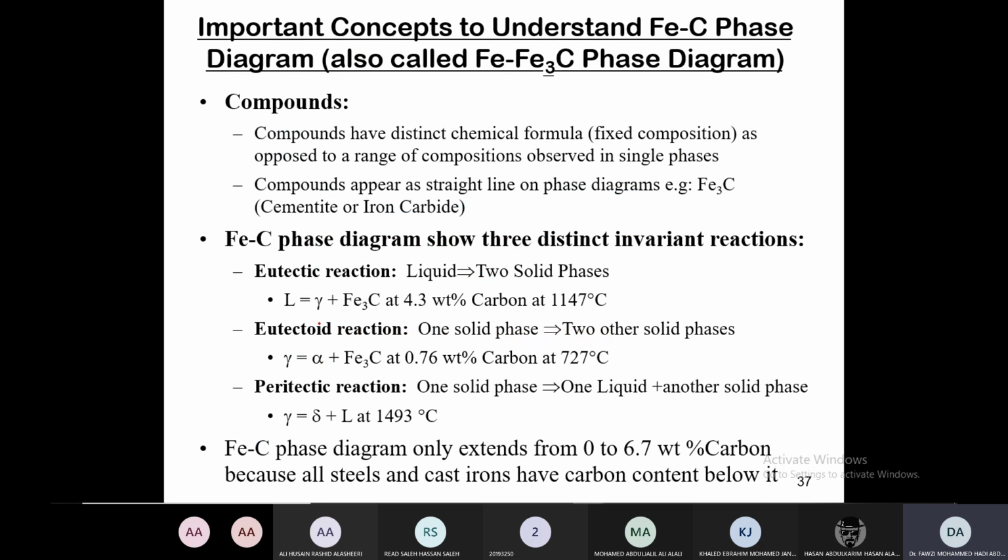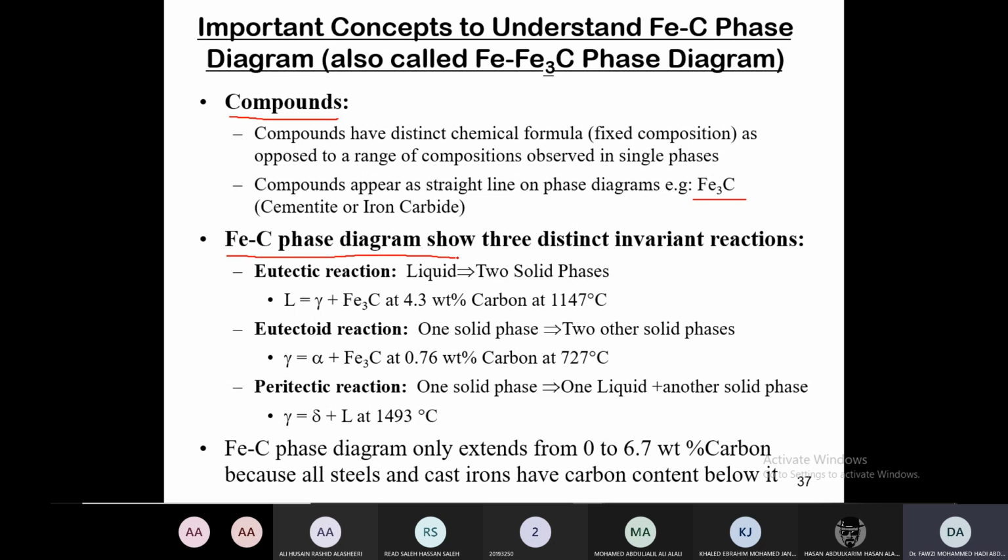So these are important things that we wanted to talk about. Now let's just read them out, what we already said. The phase diagram concept that we talked about, the compound. We said that the cementite is basically a compound, and it forms only at 6.7% by weight carbon, and we said that it has this fixed composition. We already talked about that.